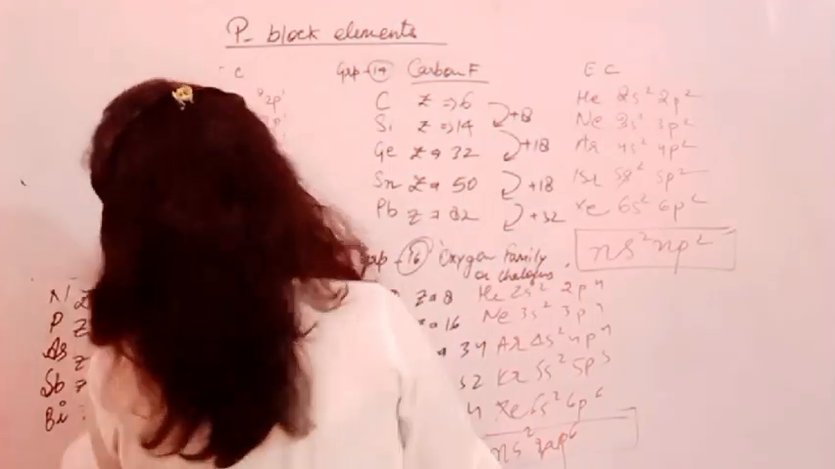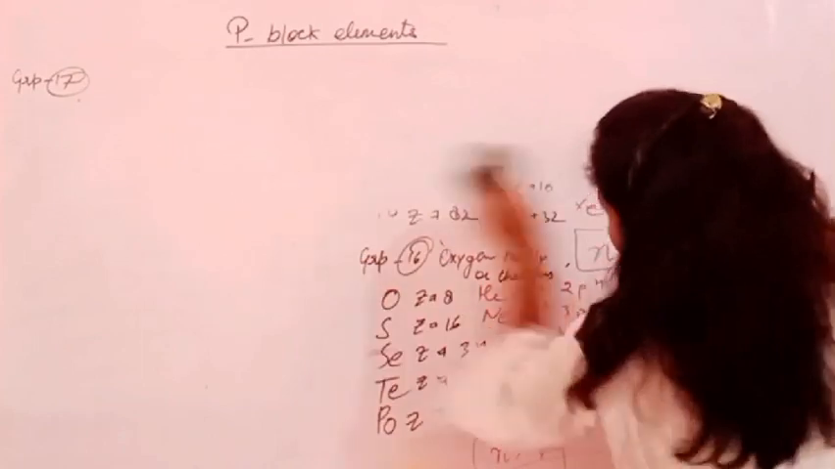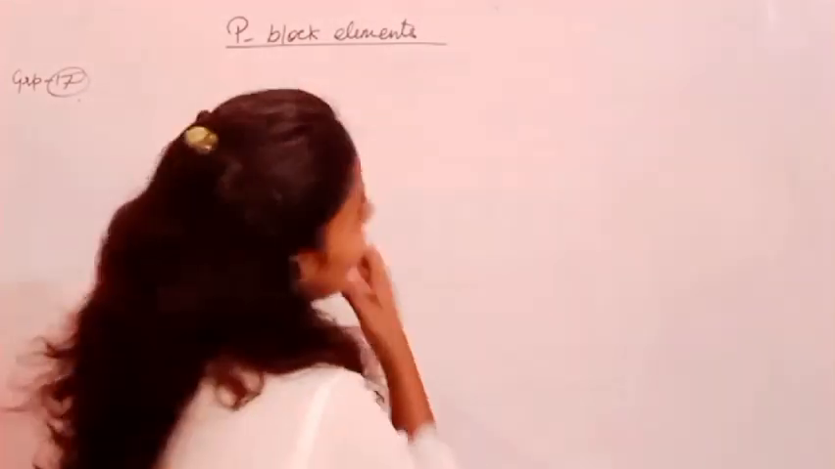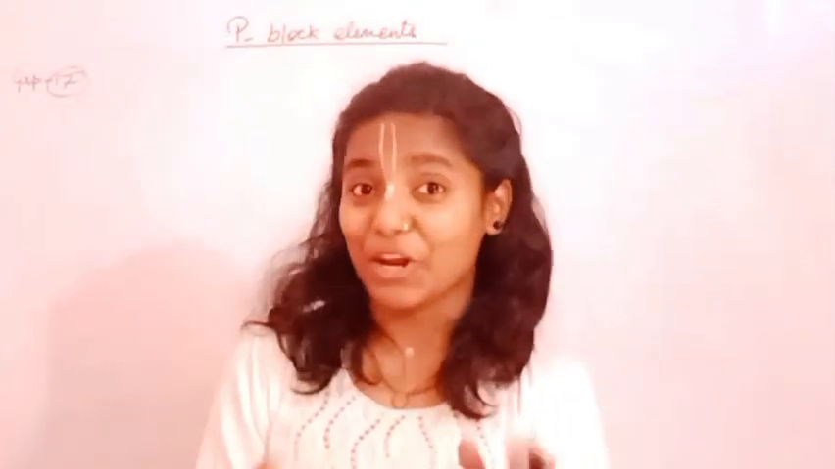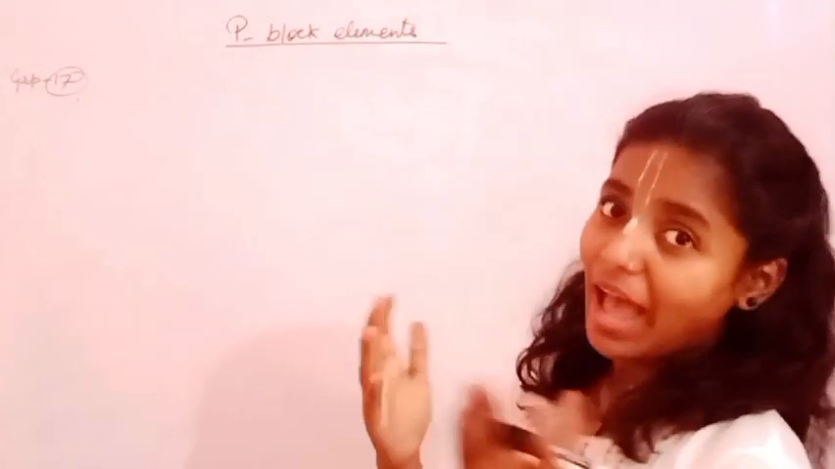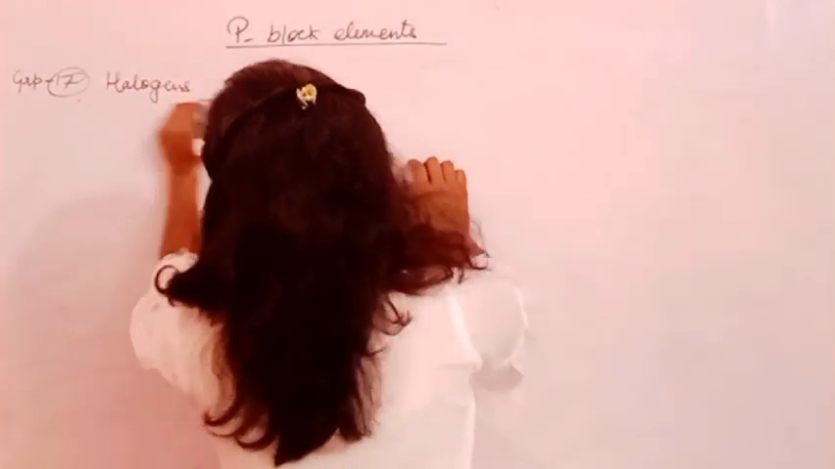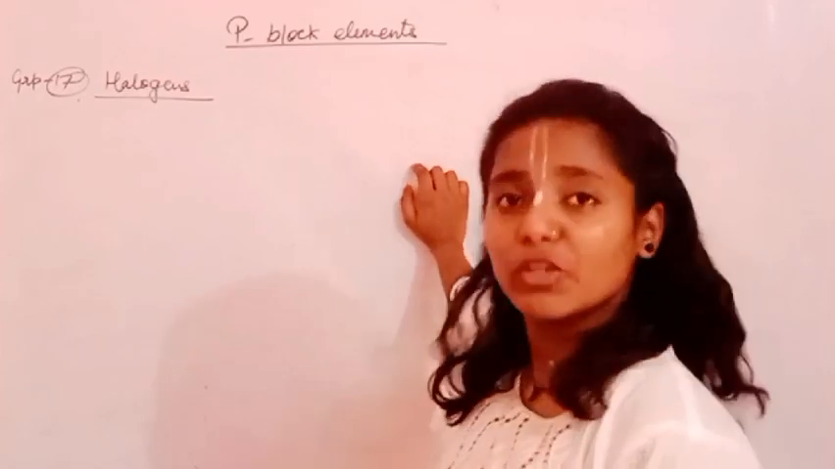With group number, where we left off at 16, and then we will have group number 17 and 18. Okay? Talking of group number 17, it's going to be very interesting because group number 17 carries the halogens, right? So let's discuss the halogens. Okay, so let's talk about your halogens.